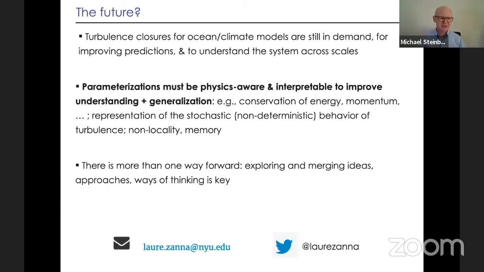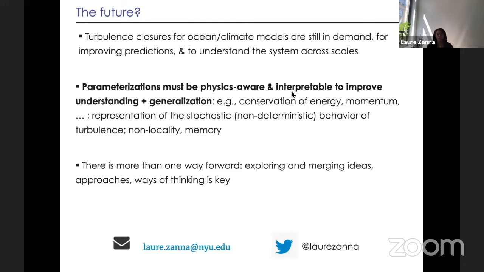We have a couple of takeaways. Closures are still going to be in high demand for many years. Our view is that they should be physics aware and interpretable. You should be able to actually understand what you're doing, and it should generalize to different climates. So here I presented things like constraints of energy, momentum, and ways to represent stochasticity. But if you remember nothing from my presentation, there is more than one way forward.